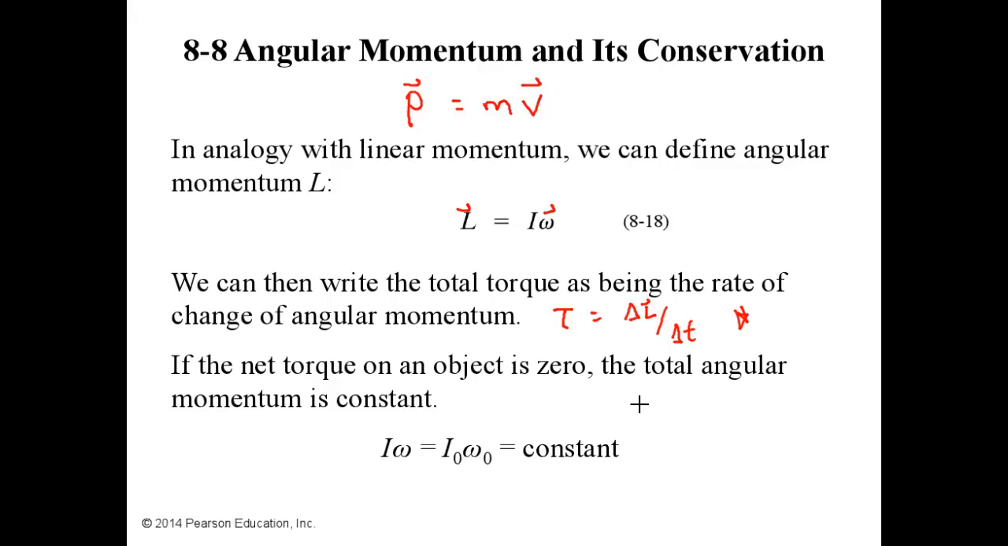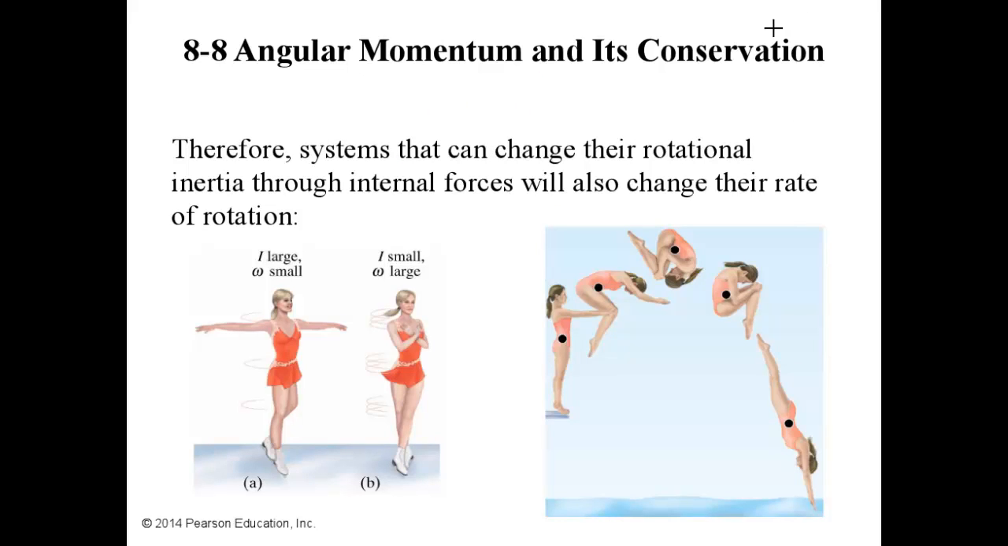Much like if we had no forces on an object, then the momentum of the system was going to be a constant. So with no net torque, then we can say that this quantity I times omega is never going to change. It's always going to be what it was initially, which is going to be equal to a constant. We can see this conservation in systems that have no torques acting on them.